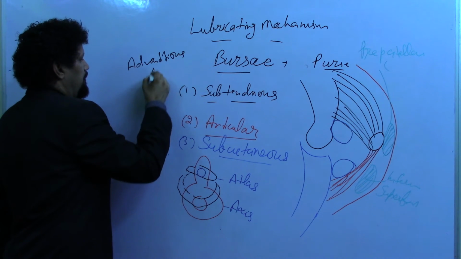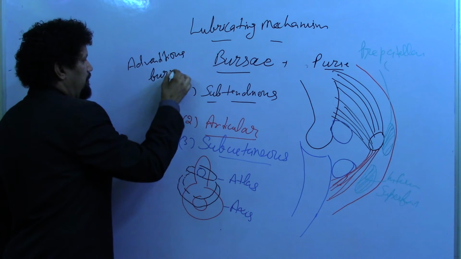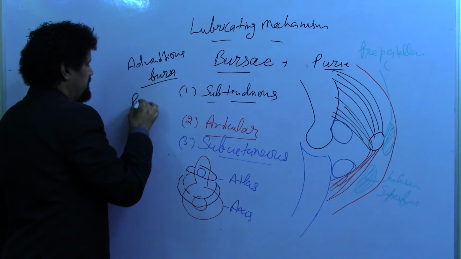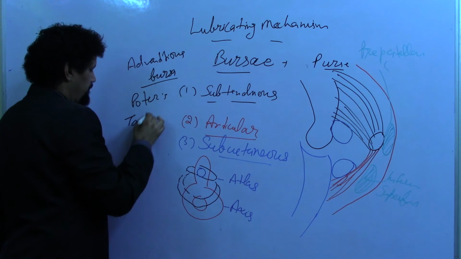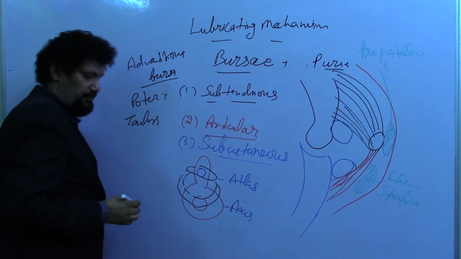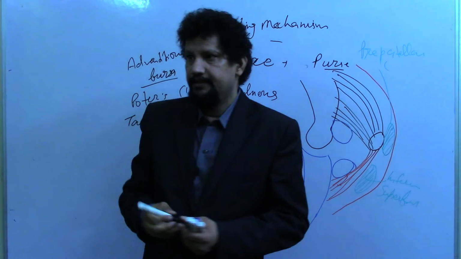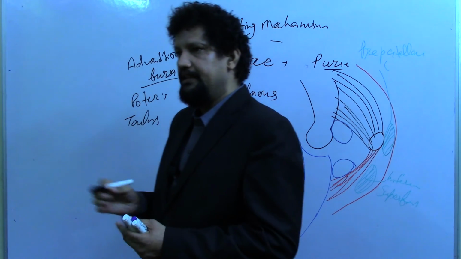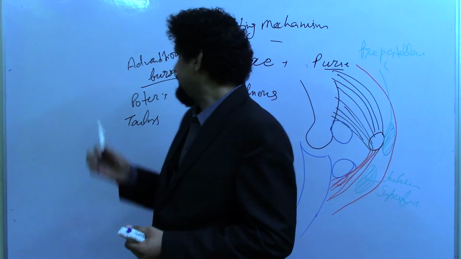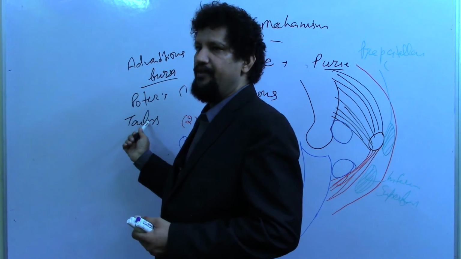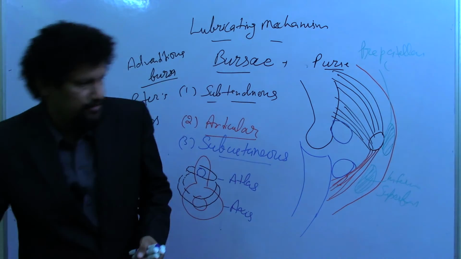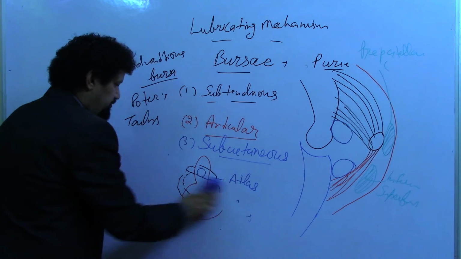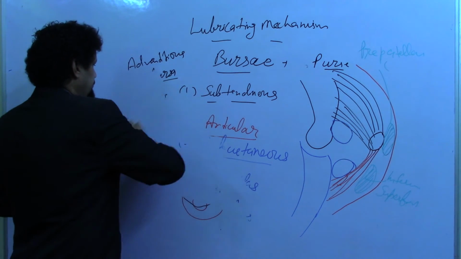Adventitious bursa, like potter's bursa, and the tailor's bursa. Tailor's bursa is seen in the talus between the lateral malleolus and the skin. This is also an adventitious bursa. So these are the lubricating mechanisms of the tendons.